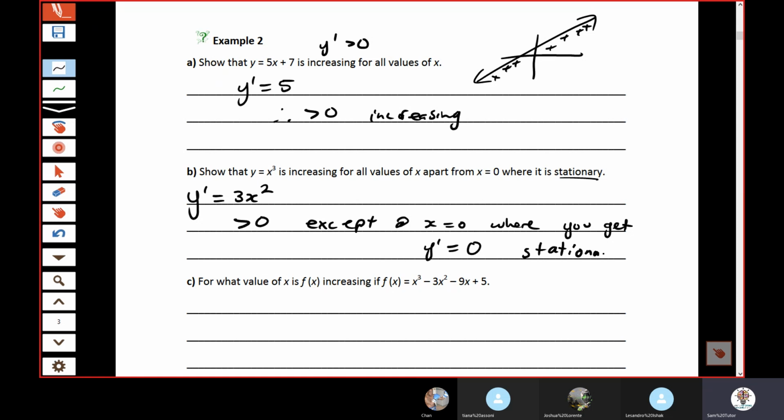Stationary. Please do not go to school and tell me my teacher did it this way, I got confused. Don't do that anymore. We're in year 12 now. No more. You guys are getting it. Keep it up.